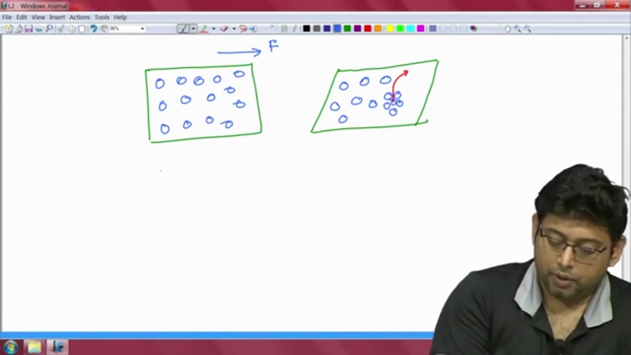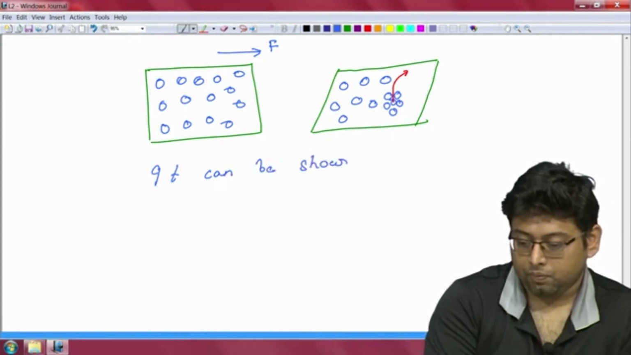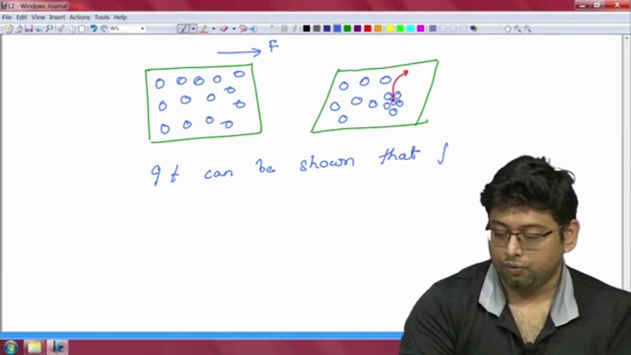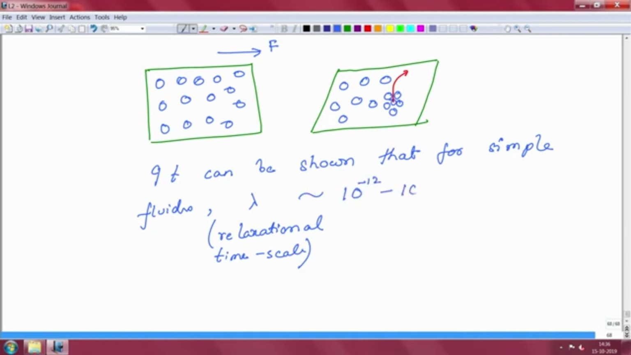So, this time scale, and I am not going to go into details of the calculation, it can be shown that for simple fluids, and the example of a simple fluid will be water, this lambda, which is the relaxation time scale, is of the order of 10 to the power minus 12 to minus 10 seconds.